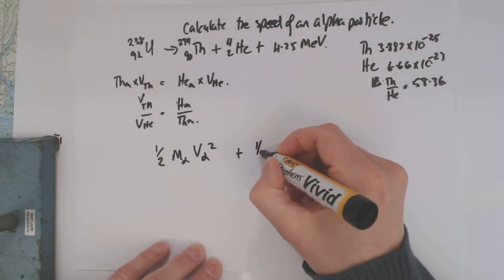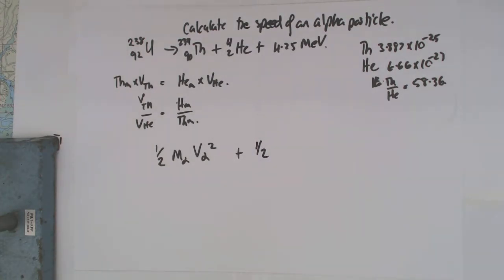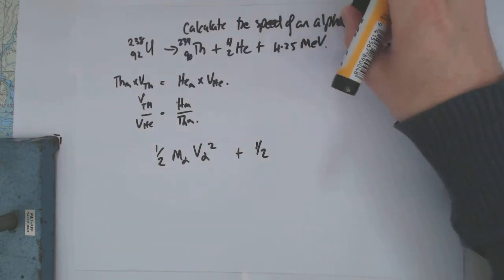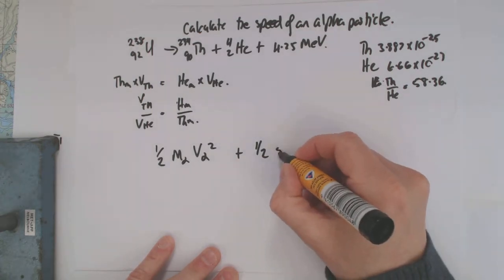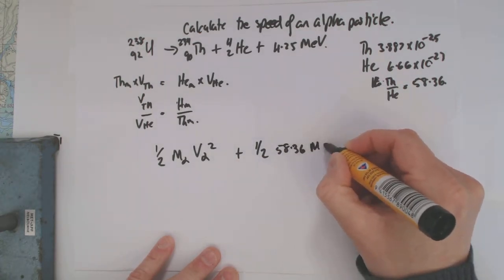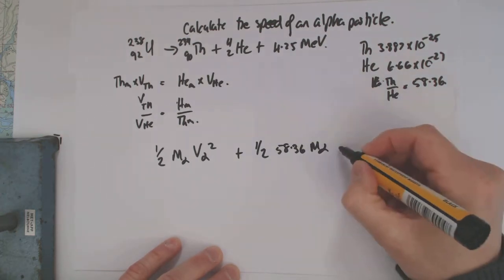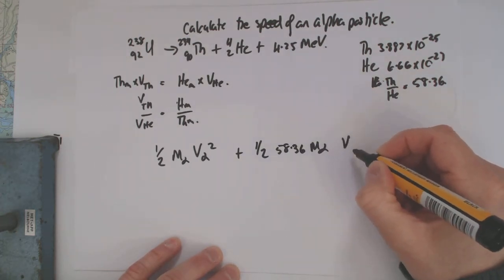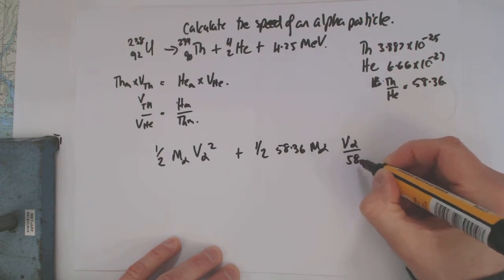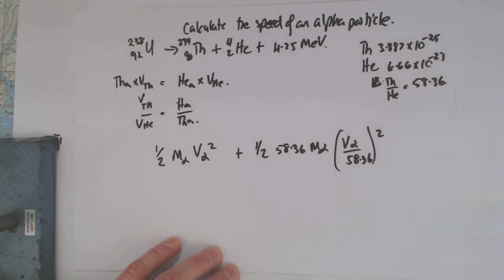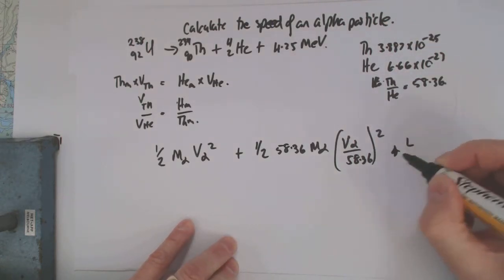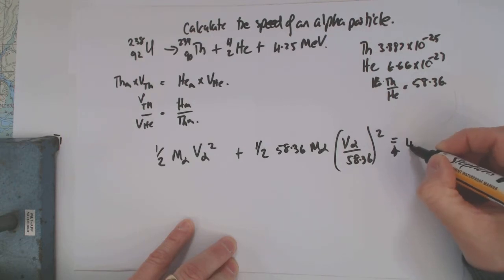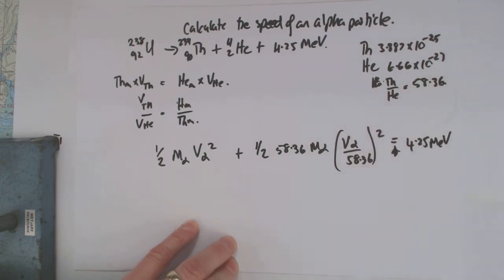Now we know the alpha has 58 times the velocity of thorium. So let's now do our thorium's kinetic energy. We're going to do this all in terms of the velocity of alpha because we want the velocity of the alpha particle. Thorium's got a mass which is 58.36 times the mass of alpha, and its velocity is 58.36 times less. Those two things must add up to equal the energy, which is 4.25 mega electron volts. This is the guts of this question.